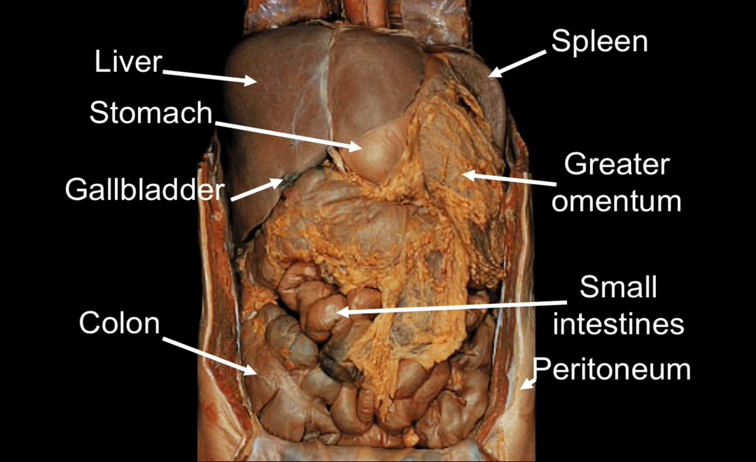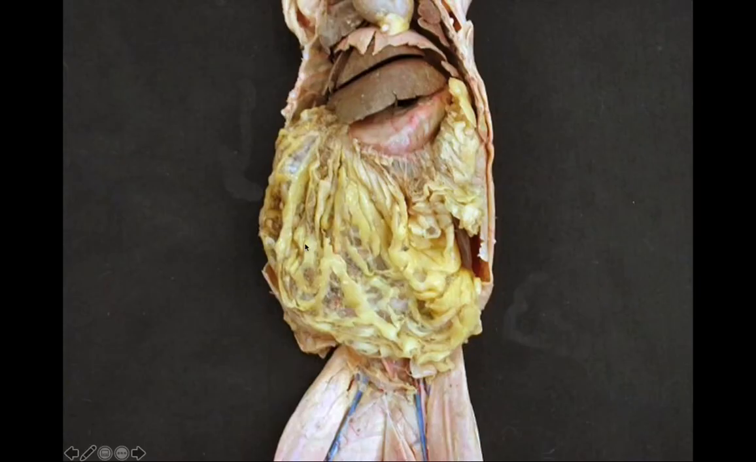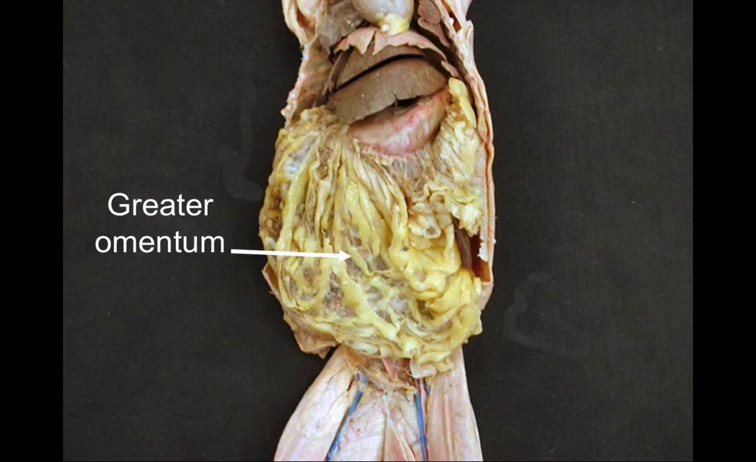Now, to get a better view of some of these structures, we're going to start looking at these structures on the cat. This picture will show us what the body looks like when the greater omentum is draping over the small and large intestine. You can see the greater omentum here and all of the adipose tissue that can be found on it. Once again, the greater omentum is the longest peritoneal fold.